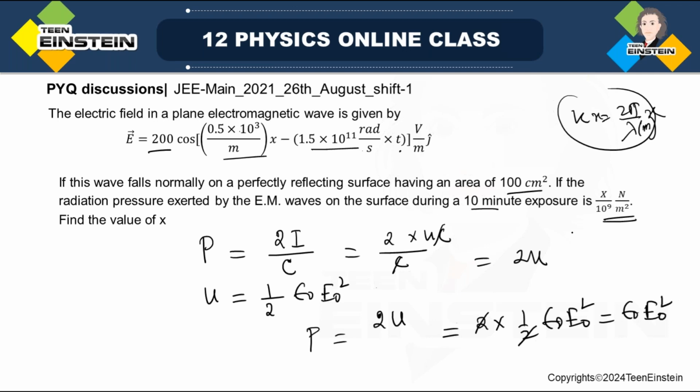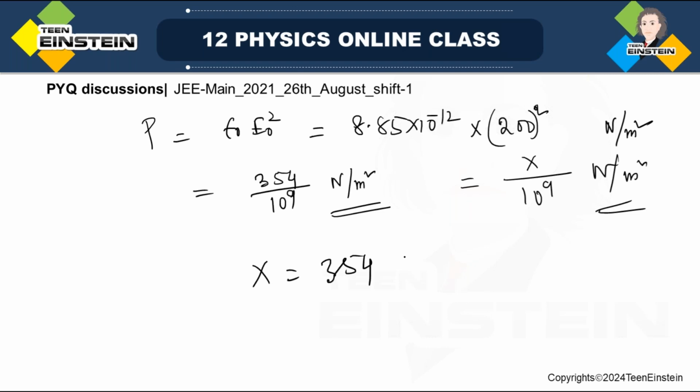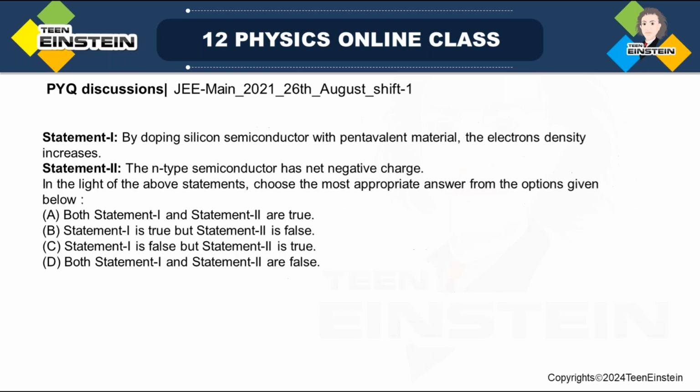So what we have found out is this whole expression. If we compare, we have x by 10 to the power 9 Newton per meter square, right? So then x is equal to 354. This is in Newton per meter square. All right, so we'll go to the next problem.